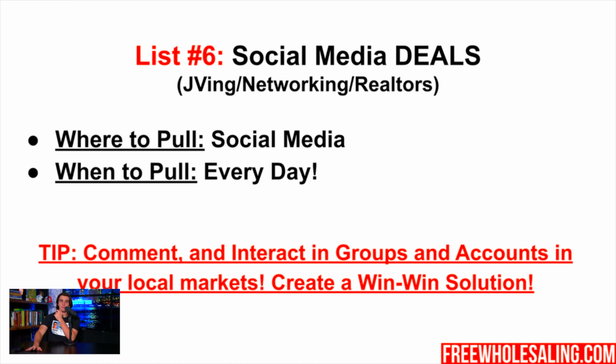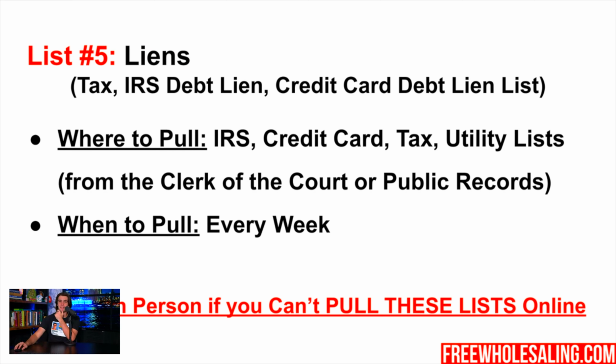Number 5 here is going to be the lien list. Guys, the lien list is absolutely killer. But what kind of list is this? These are going to be your tax liens, your IRS debt lien list, your credit card debt lien list, etc. Where do you pull it? Again, from the clerk of the court or the public records. These go by IRS, credit card, tax, and utility lien lists. They're pretty easy to pull, probably one of the simplest lists to pull.